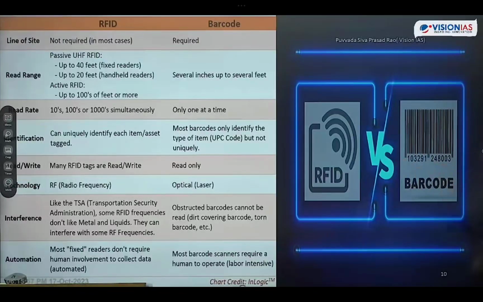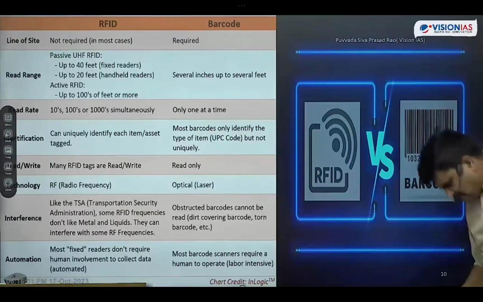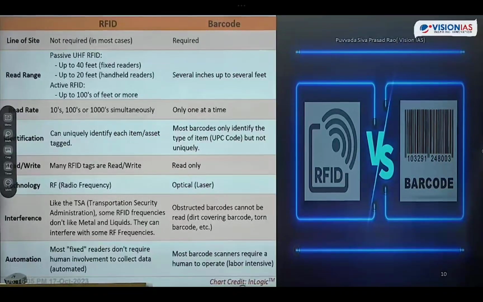Make a note like this: an RFID tag can be read and we can write it, but a barcode can only be read.